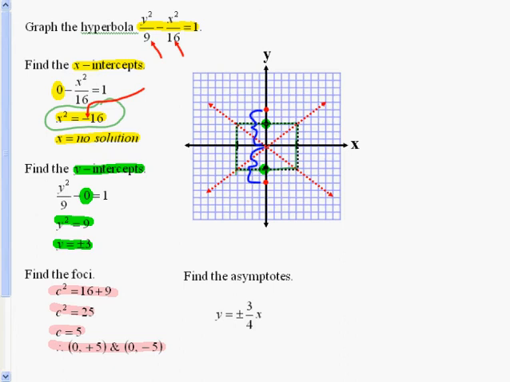The next step will be to draw the asymptotes. The asymptotes for the graph will be the lines through the opposite vertices of the fundamental rectangle. Those will be our two asymptotes. We can now draw our hyperbola. The hyperbola will go through the y-intercepts and approach the asymptotes. Finally, we can conclude that the equations for the asymptotes are y equals plus or minus 3/4 x.